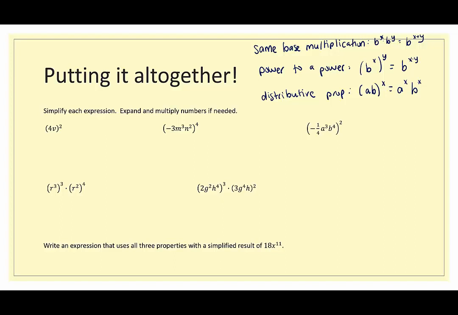Okay, let's see how you did. In the first example, we have 4v as the base, and that thing's being squared. When there is something like this square, because it is just a square, you could just write it twice, and that way you won't make any mistakes.